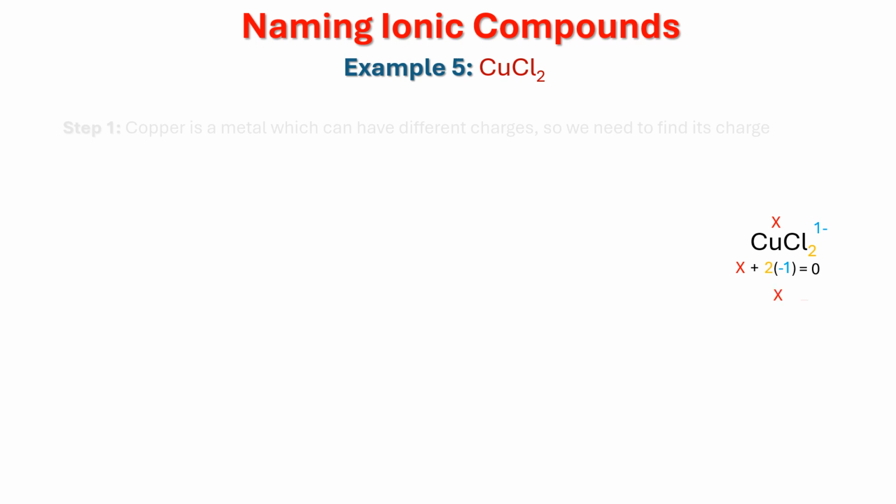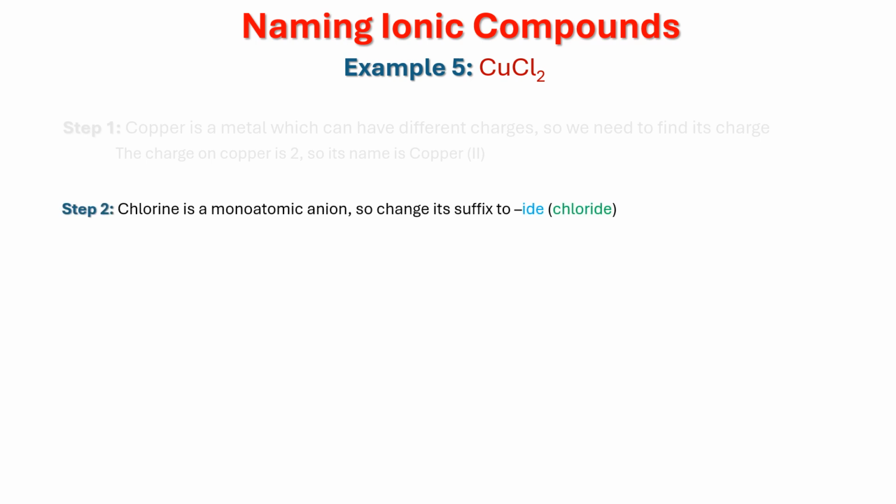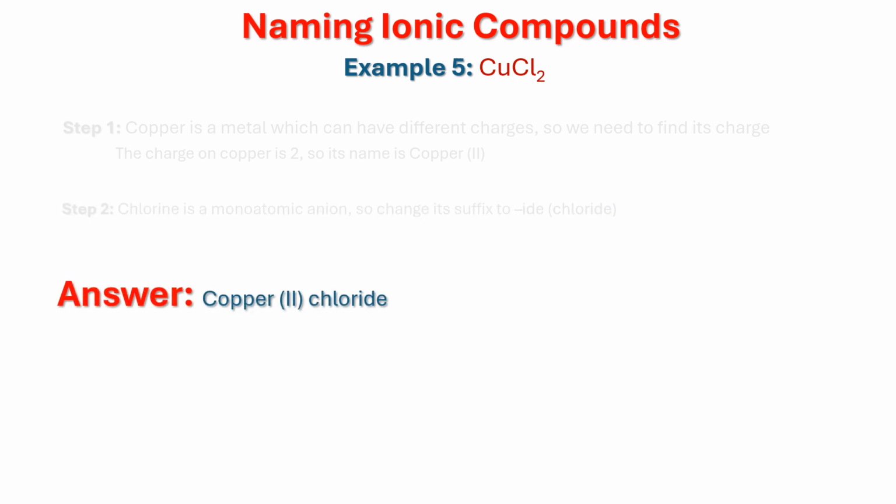And then we solve for X. So X is equal to 2. So this should be the charge for copper. The charge on copper is +2, so we name it copper(II). And chlorine is a monatomic anion, so we change the suffix to -ide. So the name for this compound is copper(II) chloride.